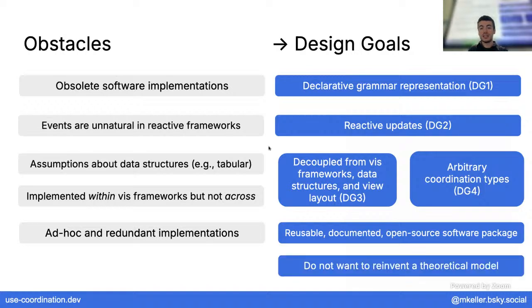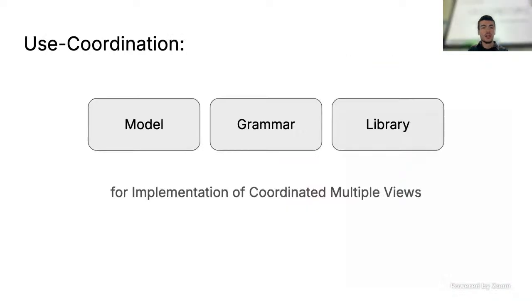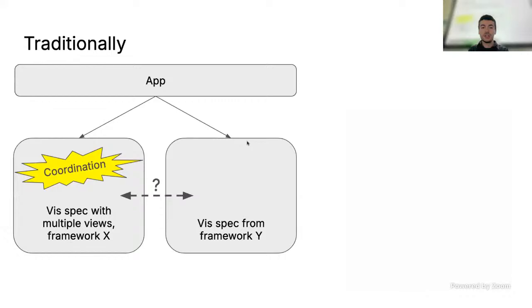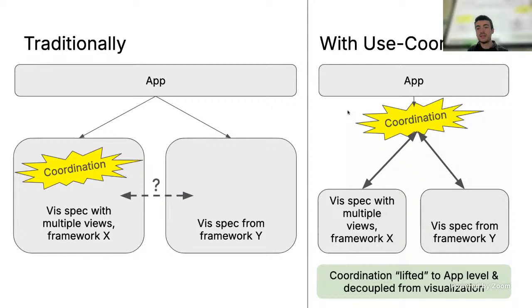We don't necessarily need to reinvent the theoretical models, as these already exist. So what we present is a model and grammar and a software library for implementation of coordinated multiple views. As I mentioned, this might traditionally be implemented within a particular visualization framework, but our approach lifts the coordinated multiple views part up into the app level.